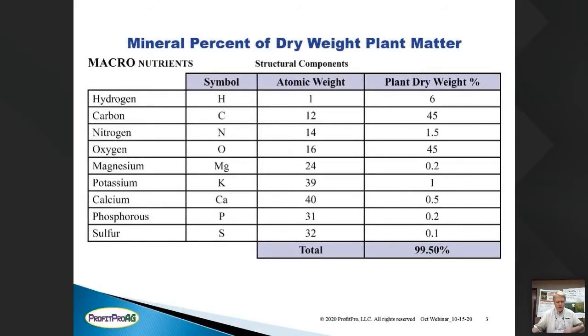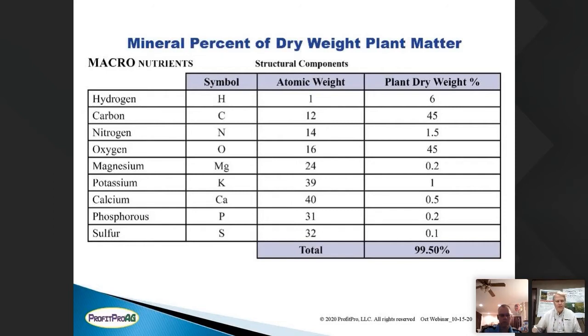When we look at this in perspective, as you see on this chart, the top four elements I have here, oxygen 45%. Those four elements make up 97.5% of the weight of a plant. When we add in magnesium, potassium, calcium, and phosphorus, that takes us to 99.5% of the plant mass being made out of those elements. We call those the structural elements, the macronutrients.